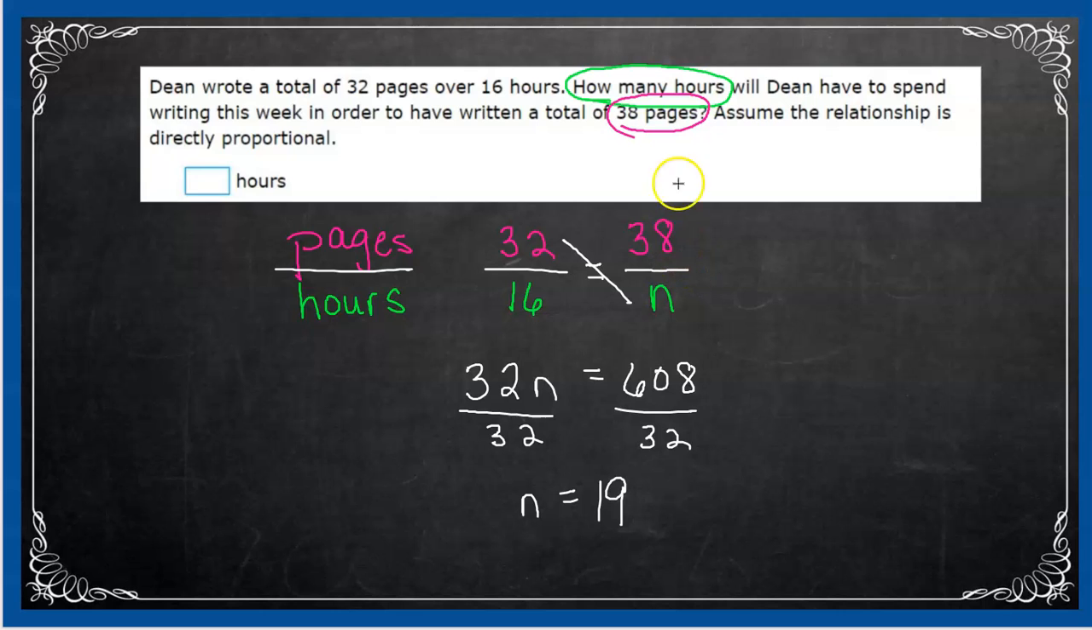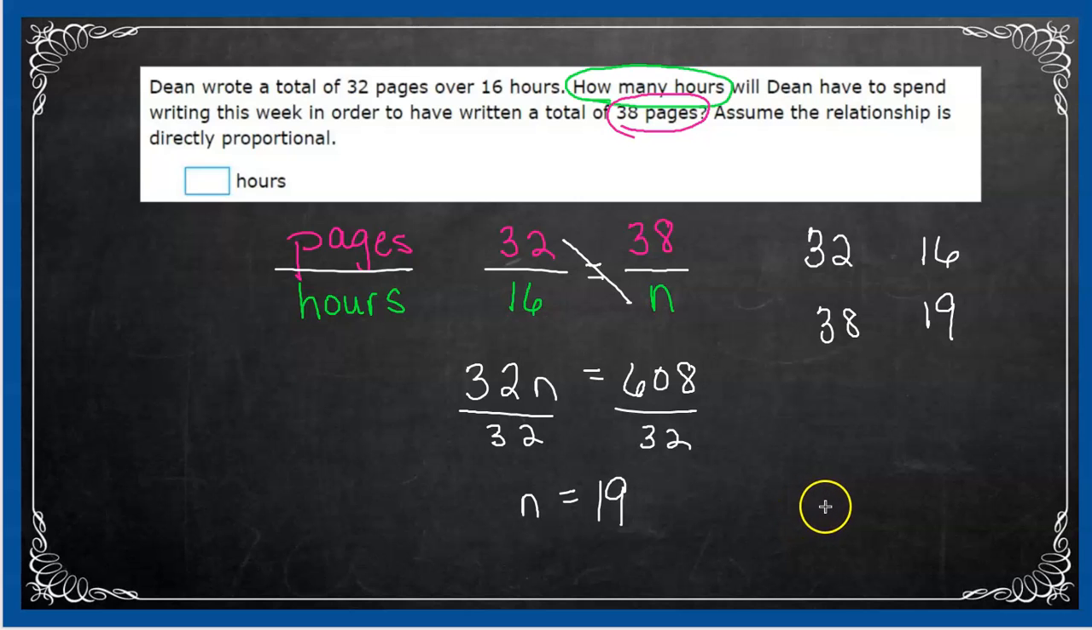So what does that tell me? It would take him 19 hours to write 38 pages. Well, that makes sense, doesn't it? Because 32 pages over 16 hours, 32, 16, and 38, 19. Well, 16's half of 32, 19's half of 38. That would be a constant of proportionality of 1/2.